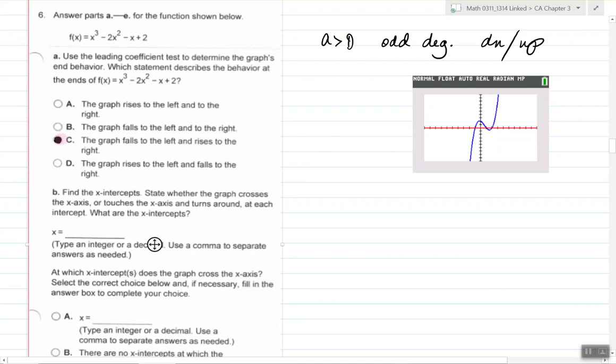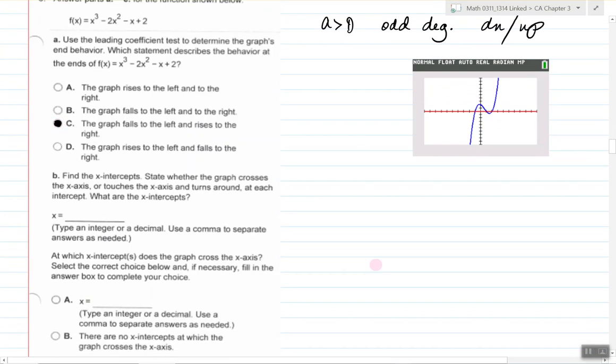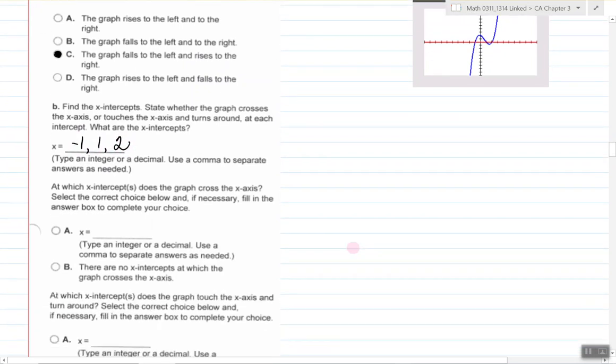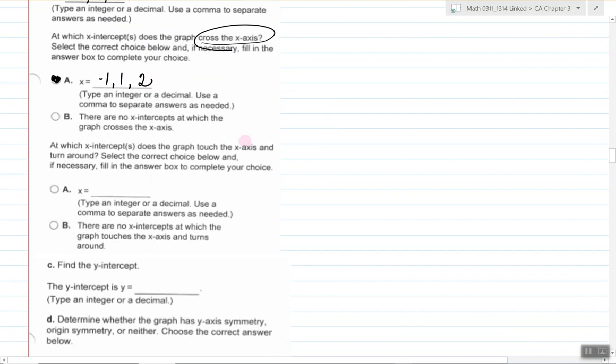So here it is. The x-intercepts, I can do second calc intersect with the y equals 0, but I'm pretty sure that this is kind of like the one that I did in my math lab. The x-intercepts occur at -1, +1, and 2. They are all passing through. So all of them pass through, they say cross, -1, 1, and 2. There are none that touch and turn around.